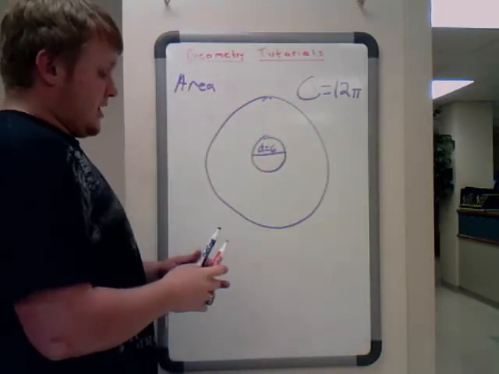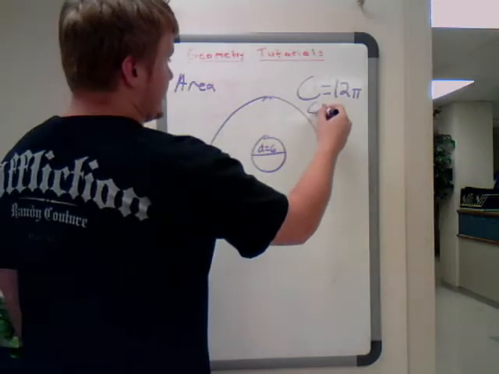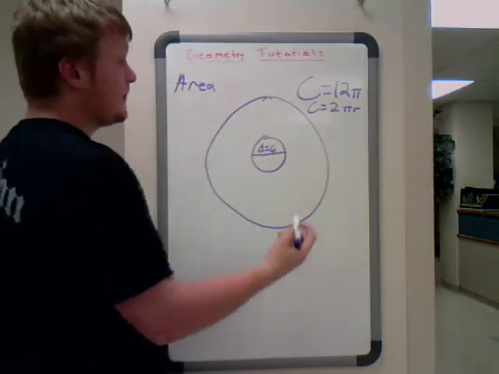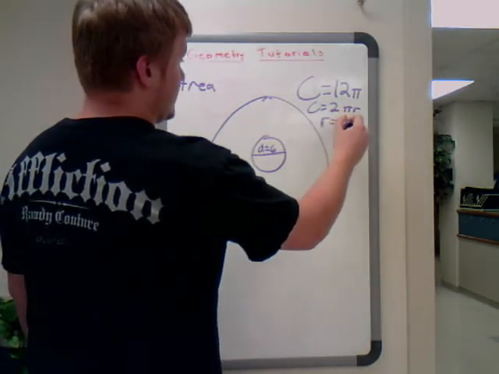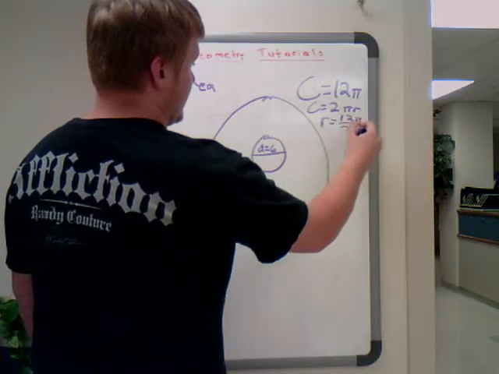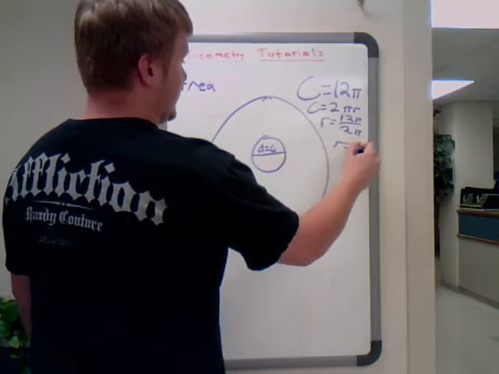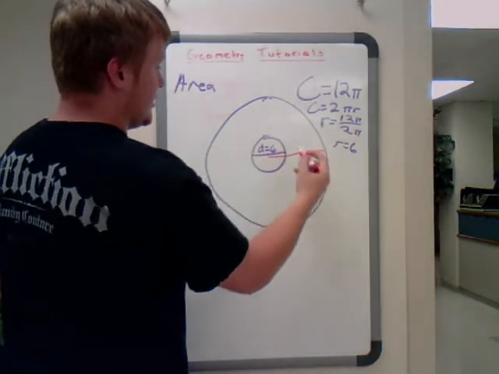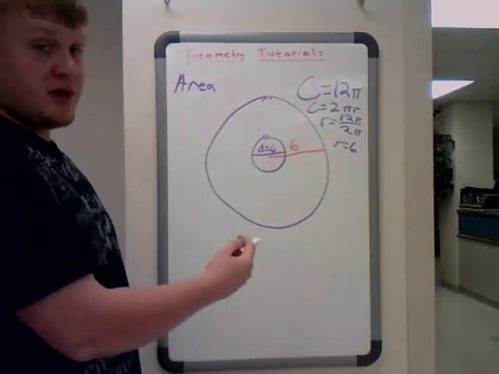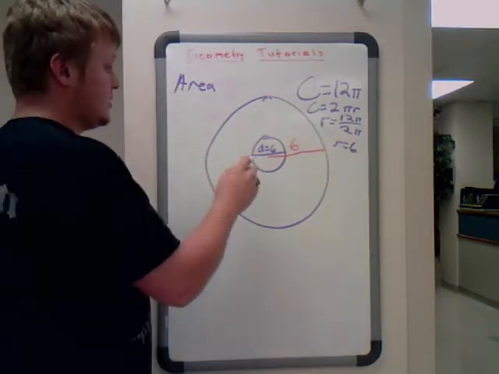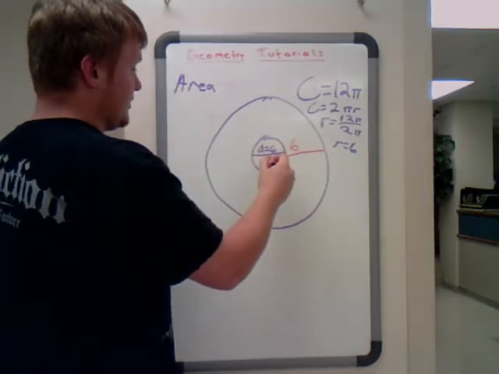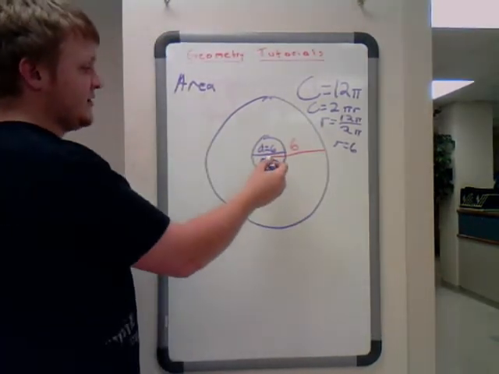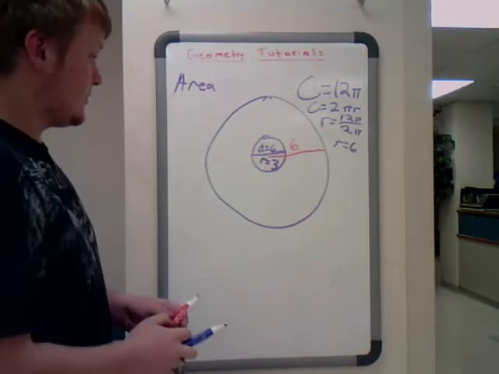You know that the circumference is 12 pi, and using your circumference formula being 2 pi r, you solve for r, being 12 pi over 2 pi, leaving 6. So the radius of the big circle is 6. The diameter of a circle is 2 times the radius. So 6 over 2 is 3. The radius of the inner circle is 3.